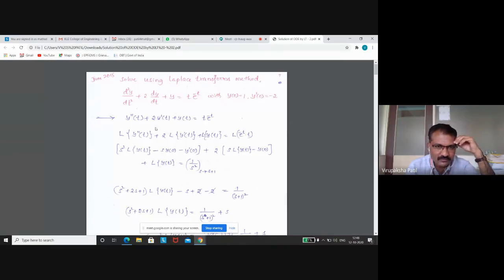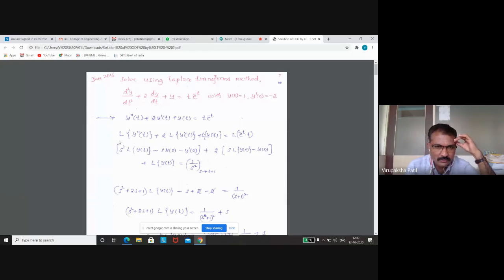So y double dash of t plus 2 into y dash of t plus y of t is equal to t into e to the power minus t, we have written. After applying the Laplace transform, that becomes L of y double dash of t plus 2 into L of y dash of t plus L of y of t is equal to the Laplace transform of t e to the power minus t. Here you can use the shifting property as well as the second property, the effect of multiplication by t, but for multiplication by t you need to differentiate. To avoid more complications we will use the shifting property. So you need to remember that shifting property.